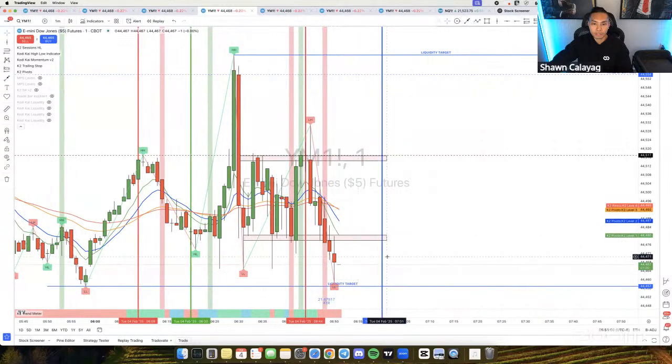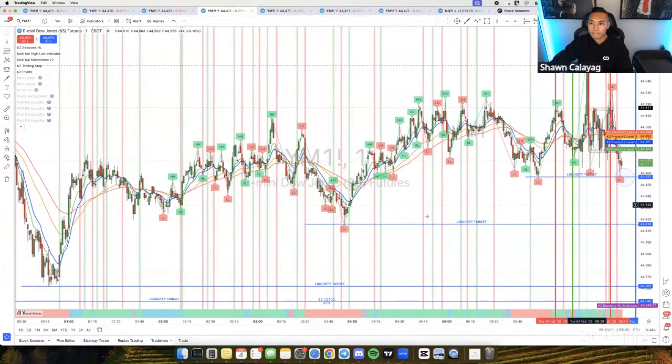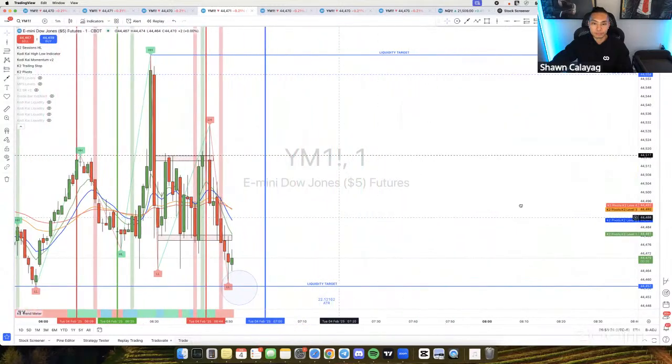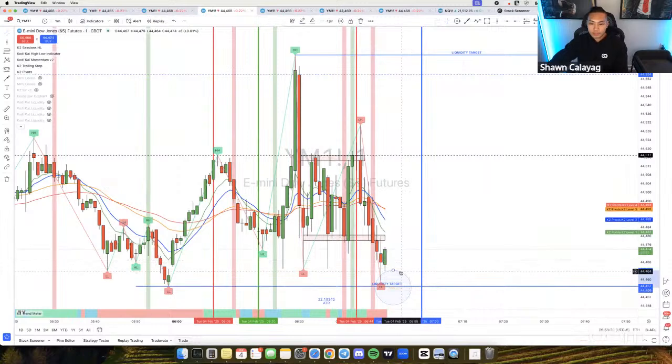So right now the sellers are in control. The target to reach is going to be the liquidity target down here. We'll see if price actually continues dropping. If not, it might pull back into the range, possibly another fake out, and then pull back into the range up here. I mean, we'll see what happens. Preferably, I'd like to see price drop lower. It still hasn't hit the target here.